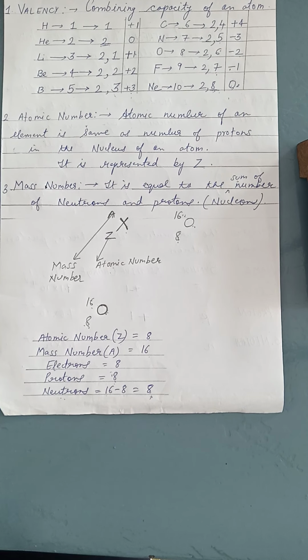So like this we can calculate the valency, atomic number, mass number, electrons, protons and neutrons. So what you have to do is write till atomic number 20 the mass number, electrons, protons and neutrons, so that it will be easy to learn the concept of valency and how to calculate the number of electrons, protons and neutrons.